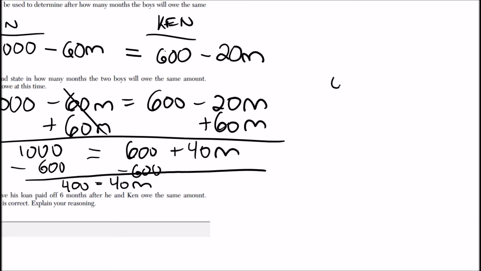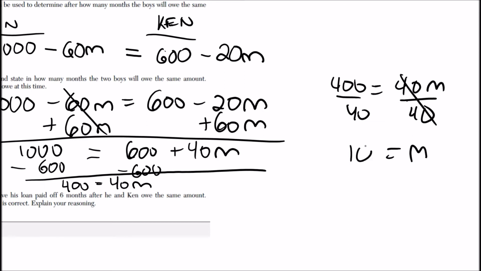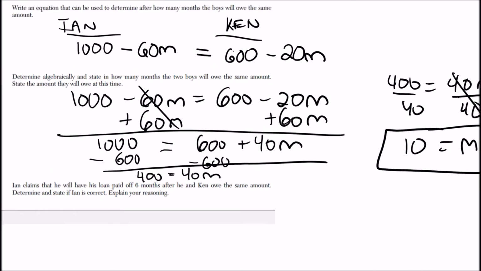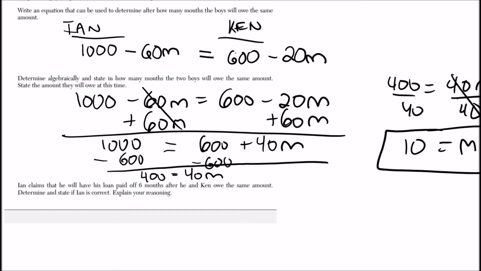And then let's just bring that up here. 400 equals 40m. And the last step to get the m by itself is to divide by 40. Divide by 40. And we'll simply wind up with m is 10. So in 10 months, they will owe the same amount. Okay. 10 months.